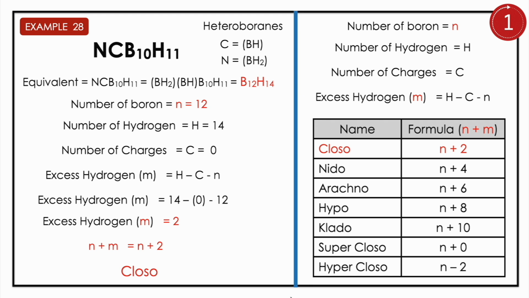So it is an N plus 2 system. If you look at the table, the N plus 2 system is the Closo structure. So according to Wade's rule, the heteroborane NCB10H11 has a Closo structure.